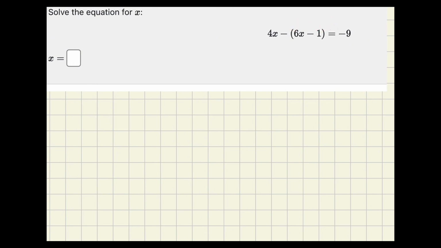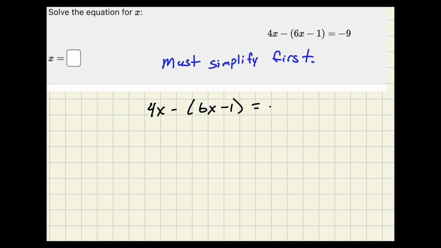So before we can really start jumping into the equation and say, okay, two-step equation right off the bat, we need to simplify first, right? So just recall that. Must simplify first. And the first thing we're going to have to do is remove the parentheses, right? We're going to continue kind of like with our PEMDAS steps, first of all. So we got 4x minus 6x minus 1 equals negative 9. To remove the parentheses, I'm going to have to distribute this negative sign, right, to both items.